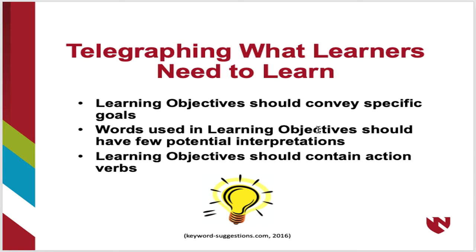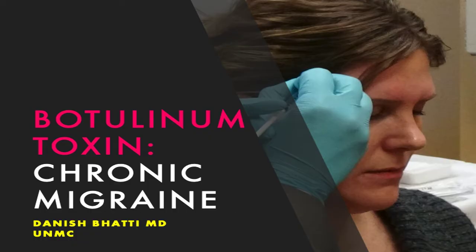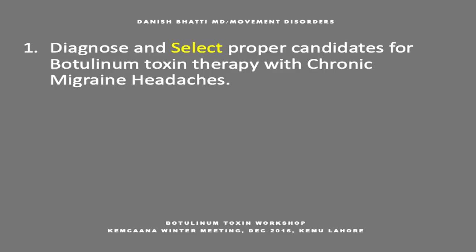There should be more clarity on exactly what you're trying to do, and they should have action items or action verbs. So let's look at some examples of the structure of learning objectives from a couple of my presentations to understand this better. Injections for chronic migraine, and let's jump on and see how I am writing objectives for this. So the first objective for my talk, when I present it, will be that at the end of my presentation the audience will be able to diagnose and select proper candidates for botulinum toxin therapy with chronic migraine headaches.